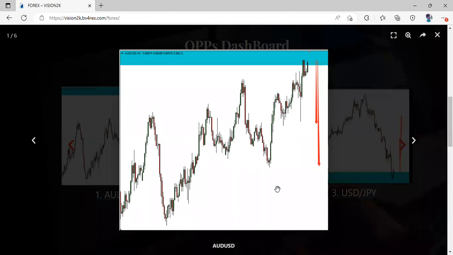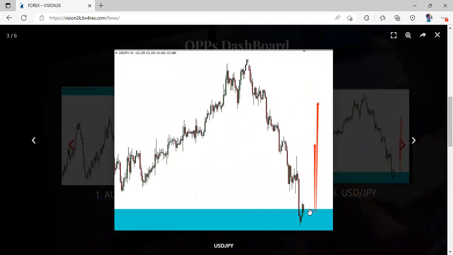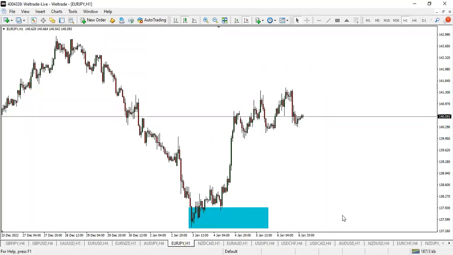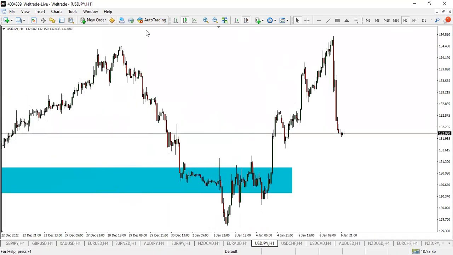So AUD USD, we had 140 pips, TP1 and TP2, and then NZD CAD, we had 160 pips, TP1 and TP2. And USD JPY, we had this full move here, about 400 pips of TP1 and TP2 in this case. Let us quickly check on USD JPY. So TP1 and TP2 on that UJ. Remember, this is our TP2 right here. So let's see how many pips from that point.